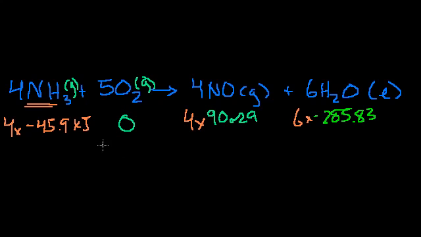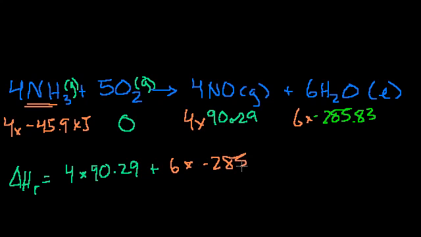So now we can apply Hess's law to figure out the delta H of this reaction. The delta H of this reaction is going to be equal to 4 times the heat of formation of nitrogen monoxide, so 4 times 90.29, plus 6 times the heat of formation of water, so plus 6 times minus 285.83.